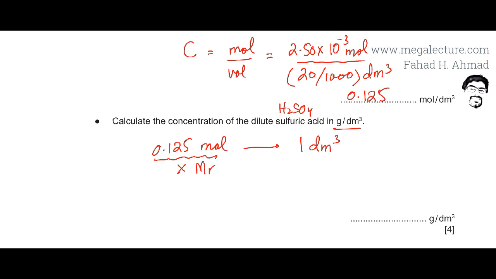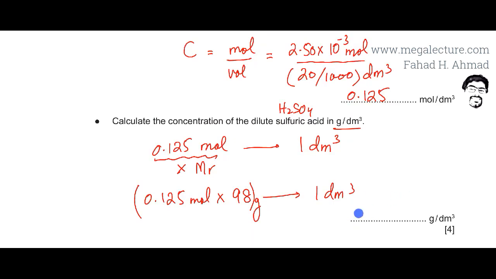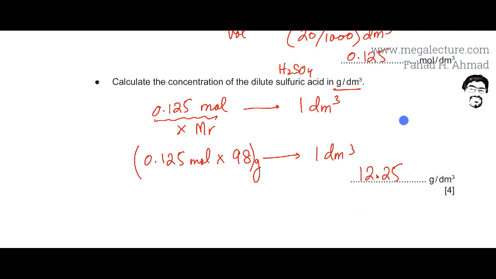So what I'm going to do is multiply 0.125 moles by the MR of sulfuric acid, which is 98. So this would be the mass in grams. This would give me the mass in grams per decimeter cube. So the answer to this is going to come out to be 12.25 grams per decimeter cube. So this is the amount of sulfuric acid, or the concentration of sulfuric acid in grams per decimeter cube.